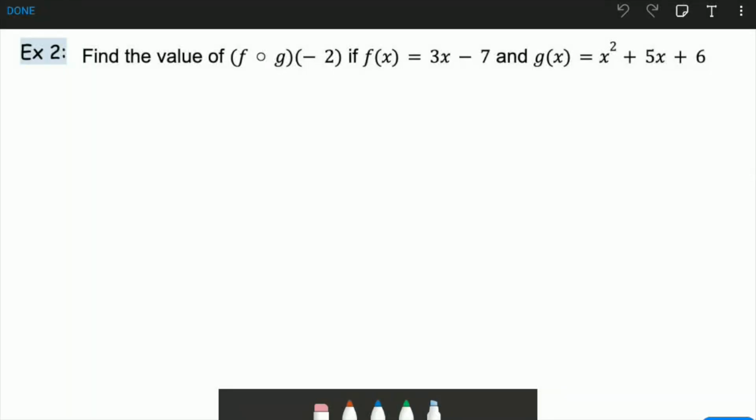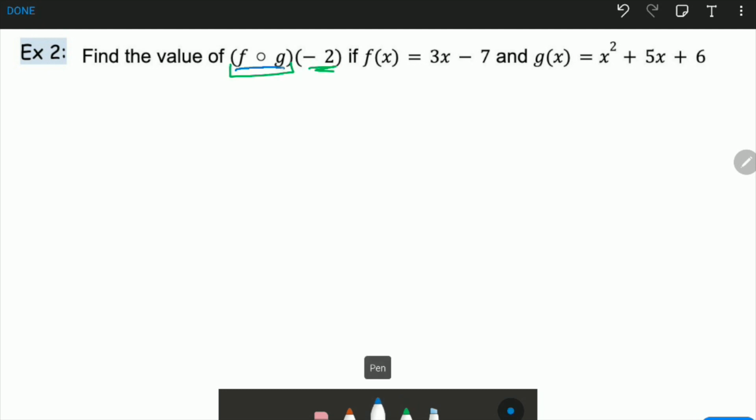Okay, in this example, we're going to find the value of f of g of -2, so the composition of f with g using the value of -2. So we're going to use our first method, like we did for the first example, where we find an expression for f of g, and then we evaluate that expression with the -2.